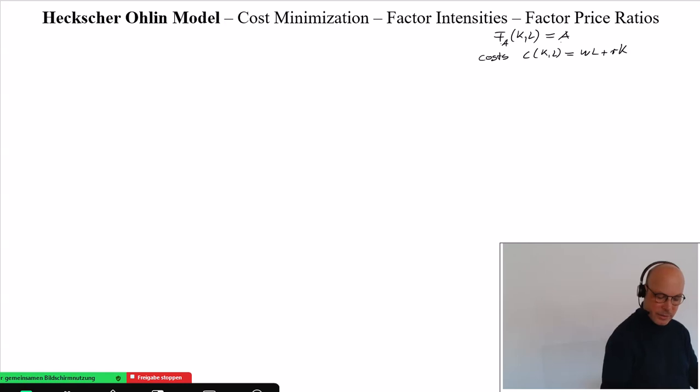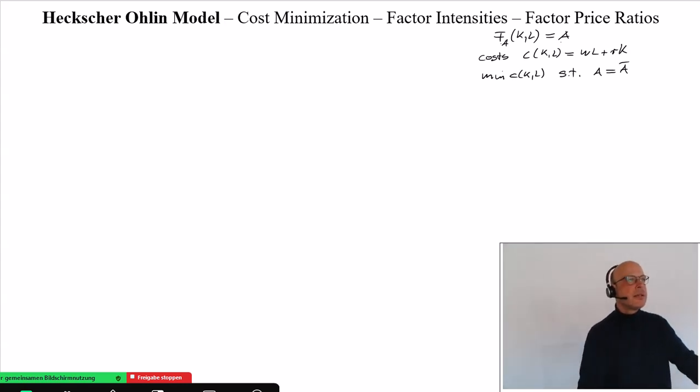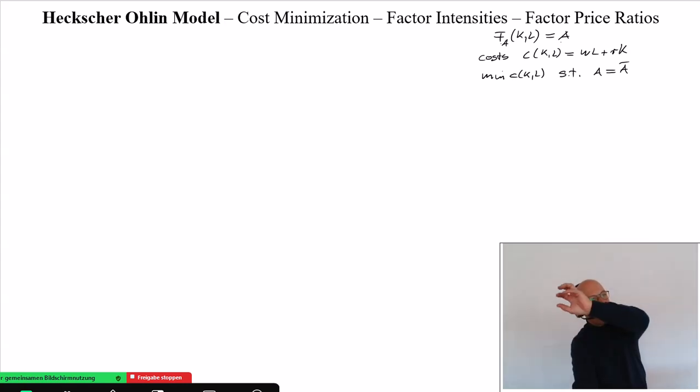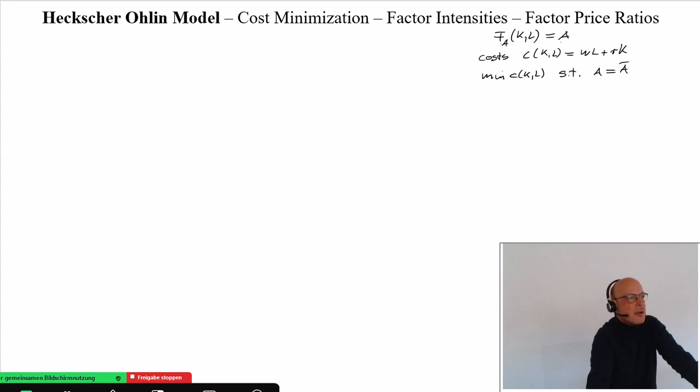And then you set minimizing costs subject to A, the amount of output is just given. So we just say we want to produce 3 units of our good.